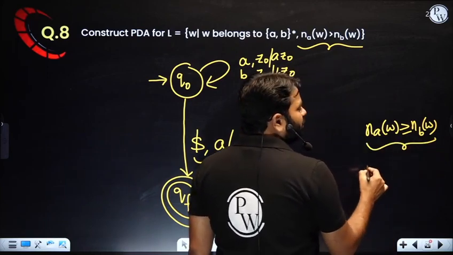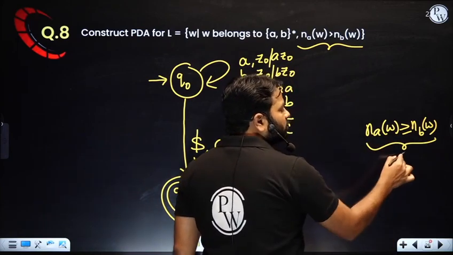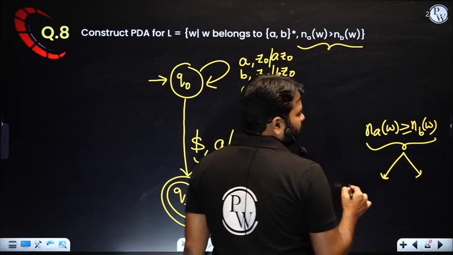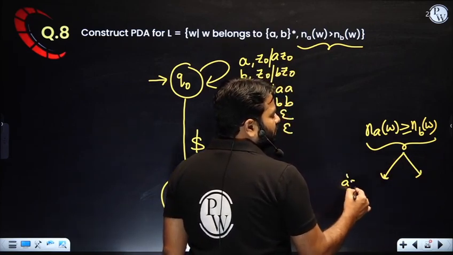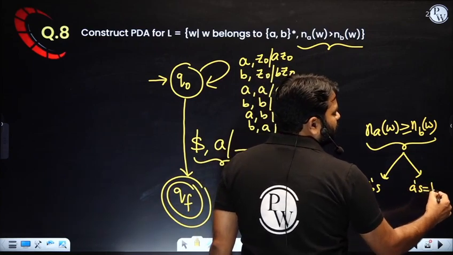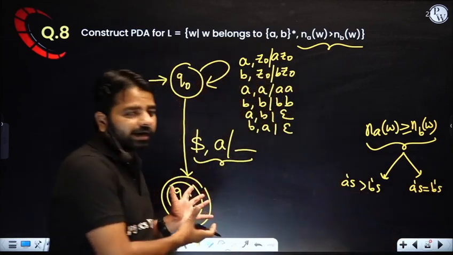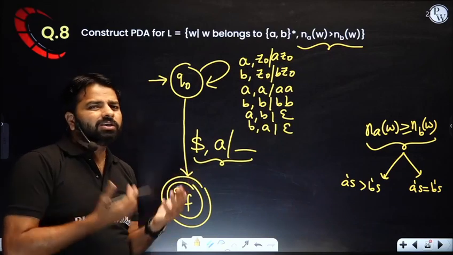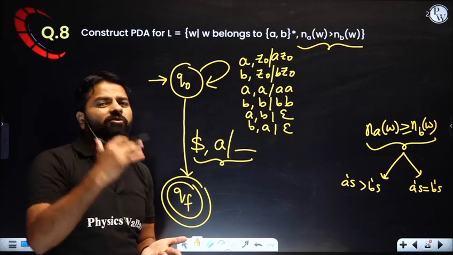Here greater than will come, or equal will come. So you have two cases: here the number of A's is greater than the number of B's, or the number of A's is equal to the number of B's. This is already greater, right? Number of A's greater than number of B's. So how do you guarantee the number of A's equals the number of B's?